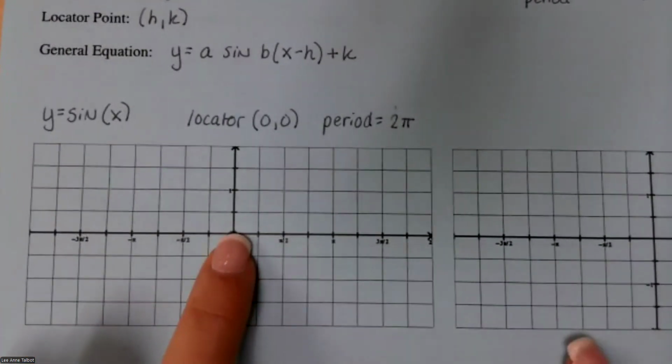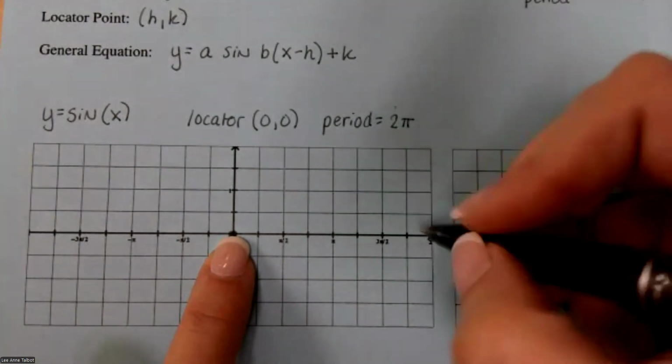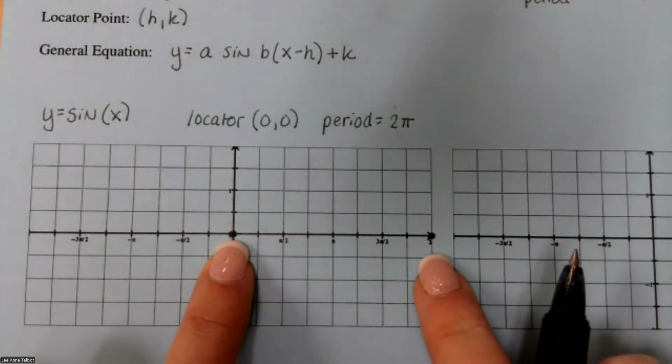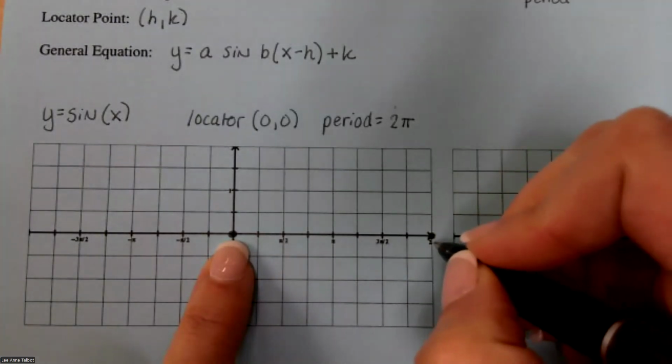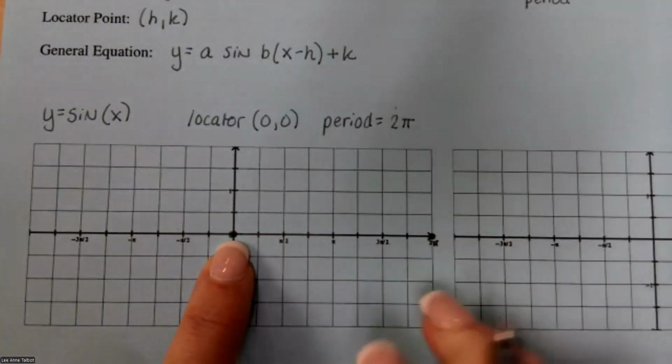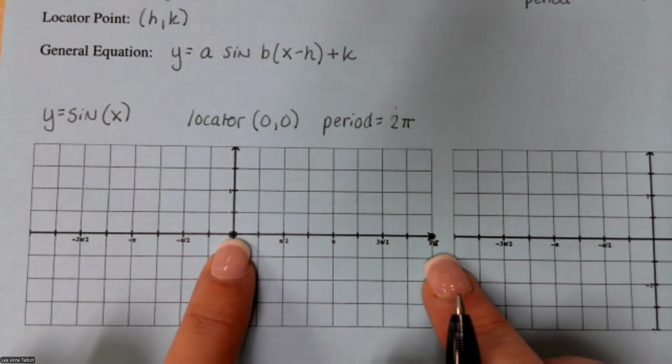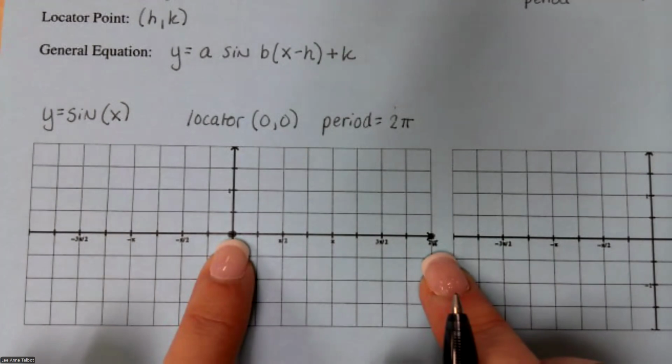Okay, what that means is my wave is going to start here and it's going to end here. The little pi on this has gotten cut off of the graph. So this is supposed to be 2 pi right there. Okay, so my wave starts here at 0, 0. That's the locator point. It ends here at 2 pi.